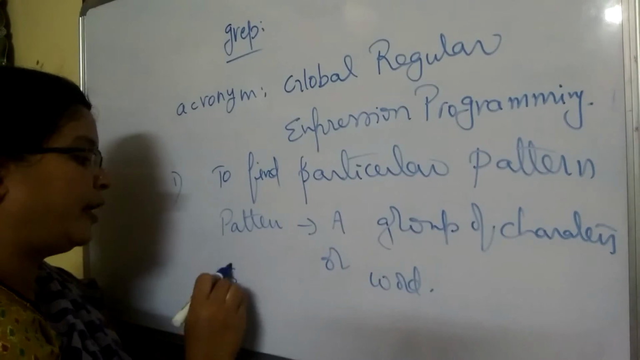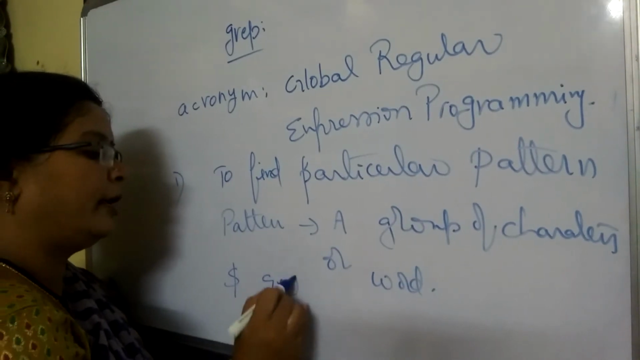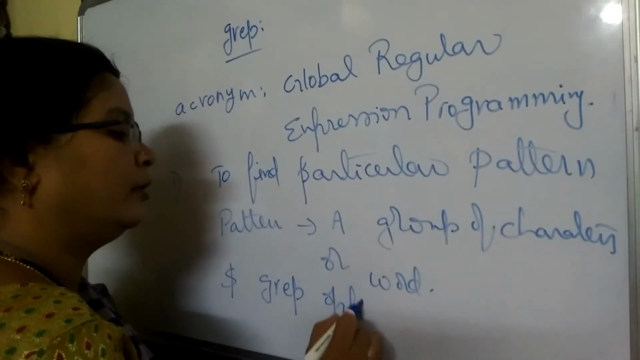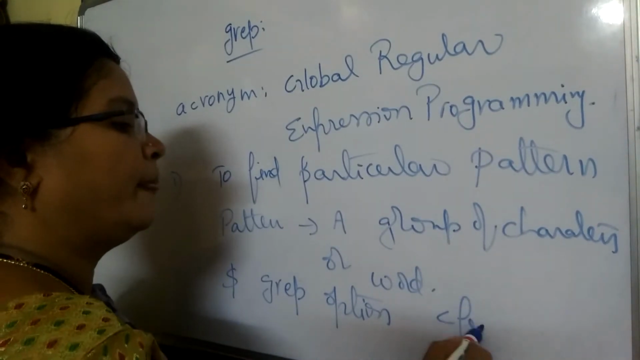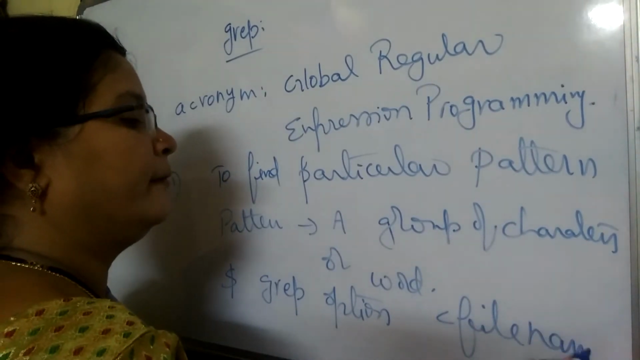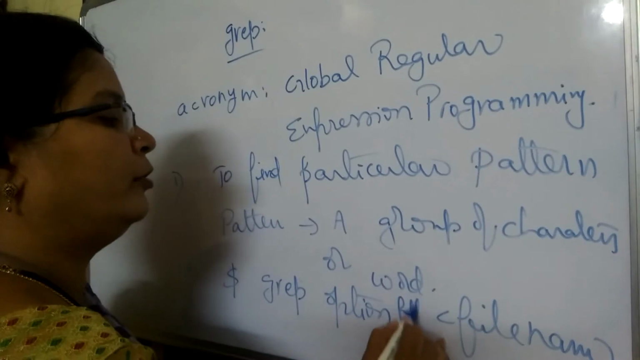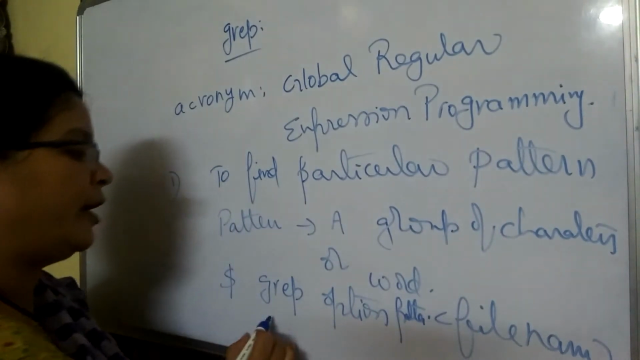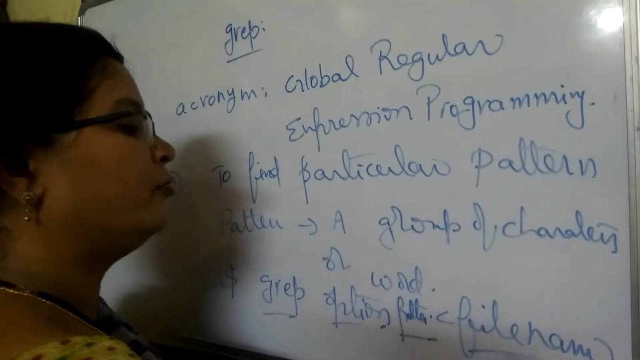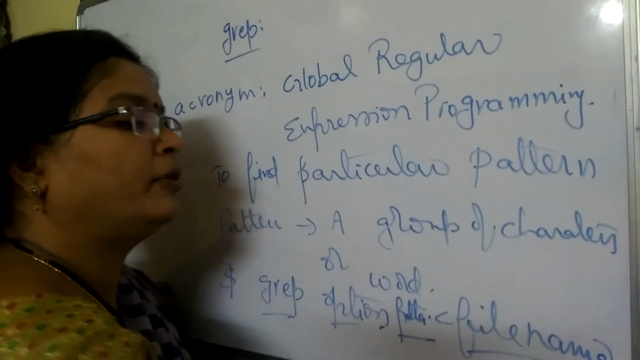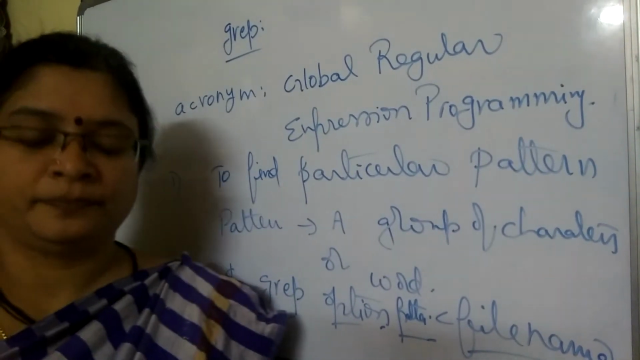So the syntax of the grep command is: $ grep option pattern file name. The pattern is the word whatever you want to search, followed by the file name. Grep, option, pattern, file name. That is the syntax of the grep command.